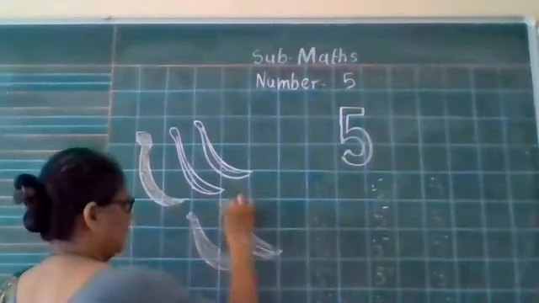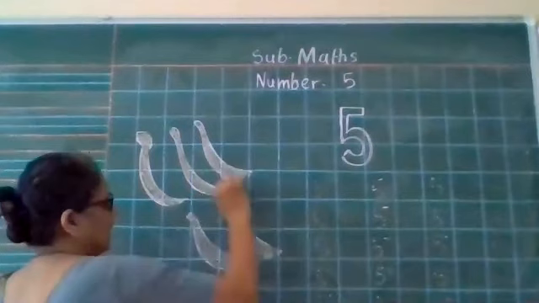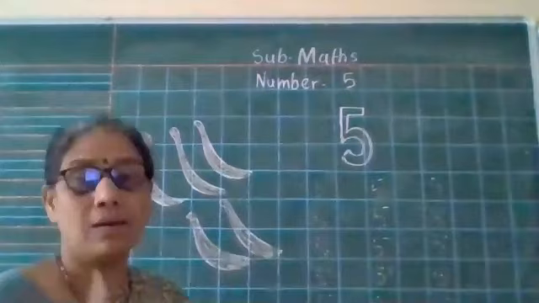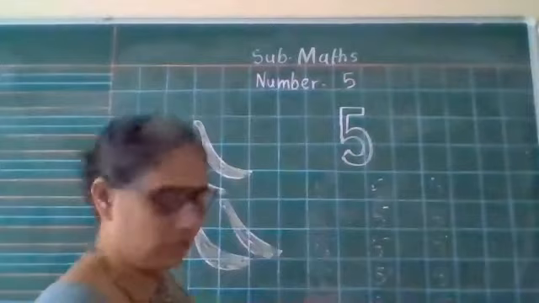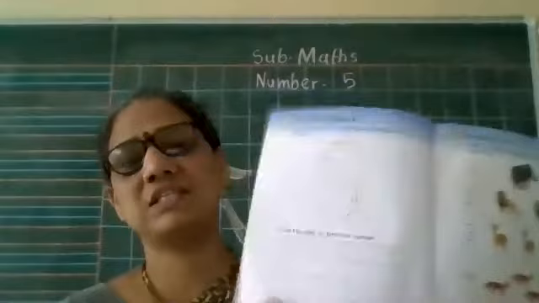I will finish myself. You also finish yourself. Don't trouble your parents. I will finish within 2 minutes. You also finish within 2 minutes. But carefully, don't go outside. Now, next page. Open this next page. You finish this first and then open the next page.